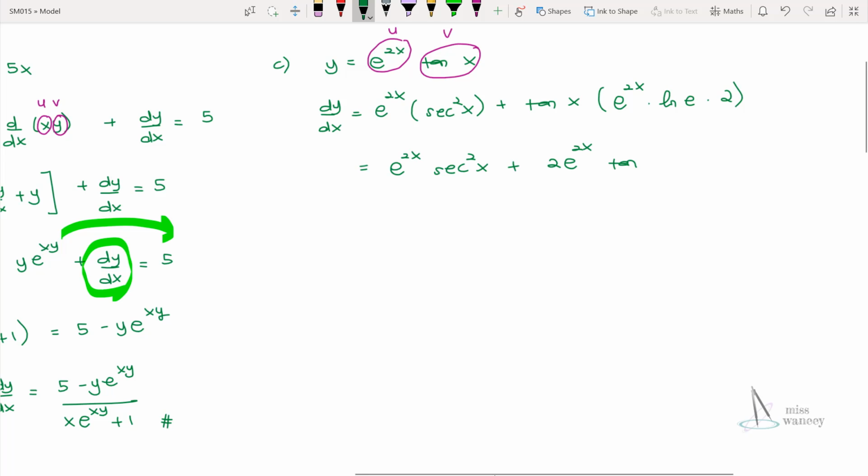2e^(2x) tan x. And then I do see something that is similar between them. So I have e to the power of 2x and e to the power of 2x. So I'm going to factorize e to the power of 2x. So I will have sec² x plus 2 tan x. Okay, so of course you can actually leave your answer like this. This is okay. But if you want to have something that is equal to what you have as your final answer, sebab nanti tak sama, nanti tak boleh tidur malam kan.